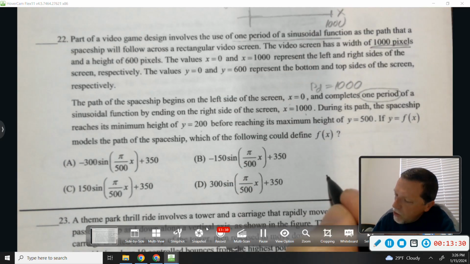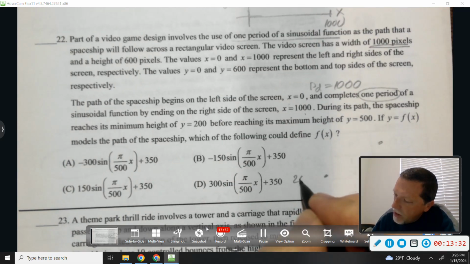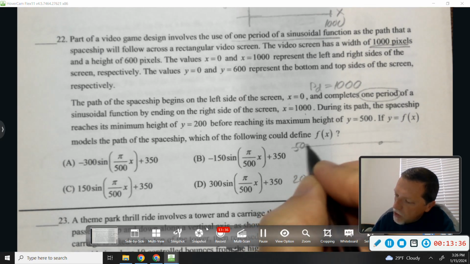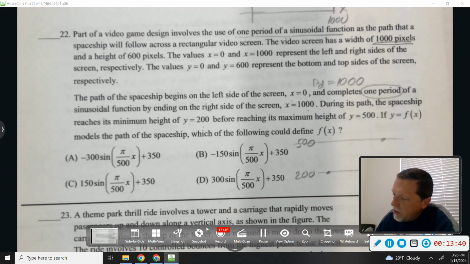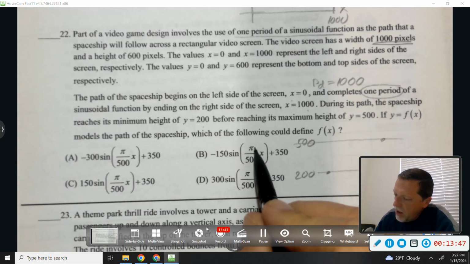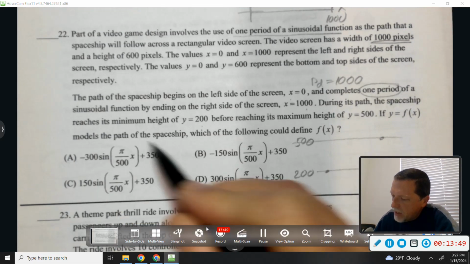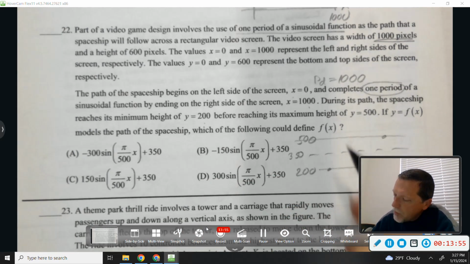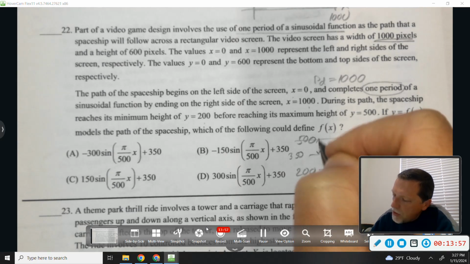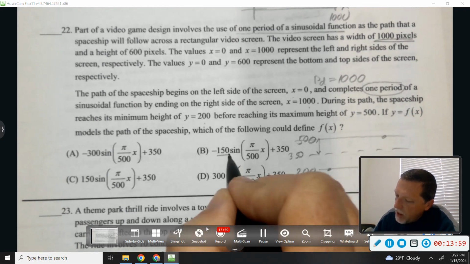So from 200 to 500, because now I'm thinking about amplitude and midline. Which of the following could define f of x? Okay. Let's see. The period's all right because they're all the same. The midline is 350, so that's fine. My amplitude is definitely 150.